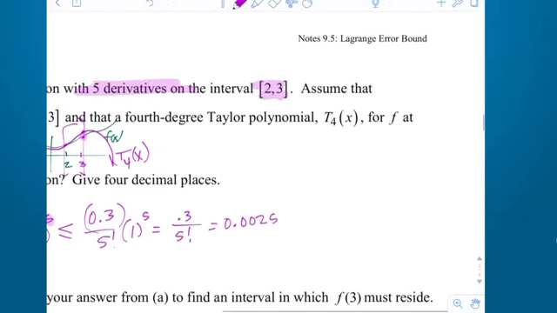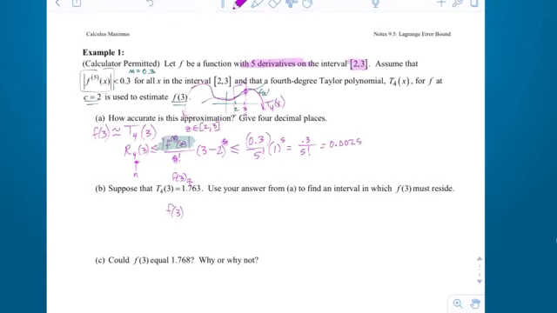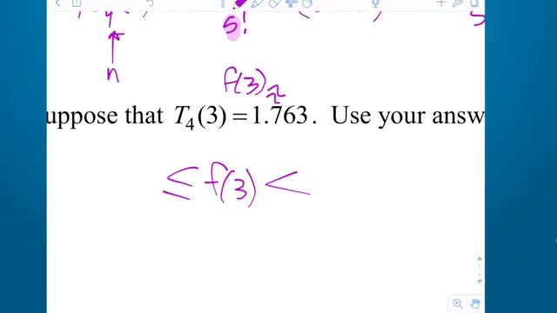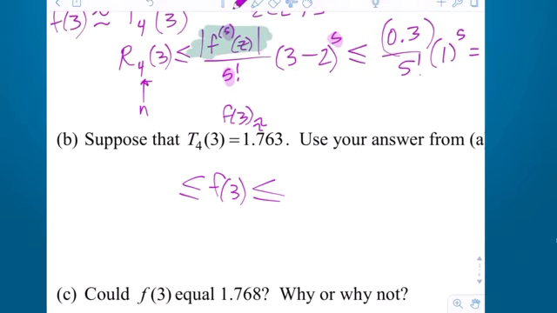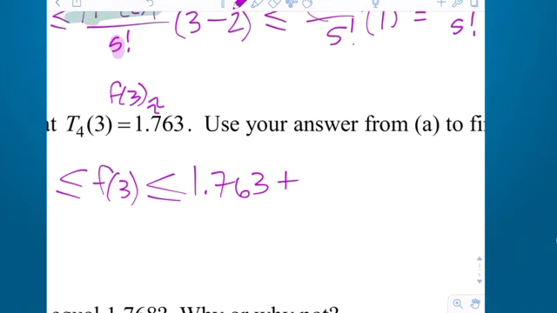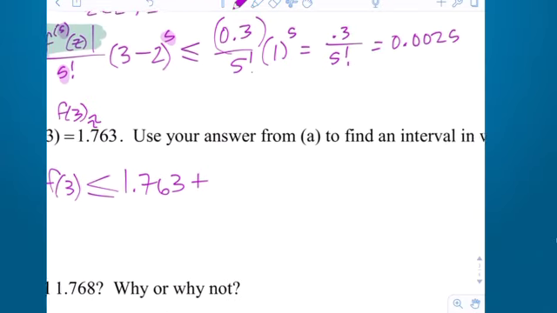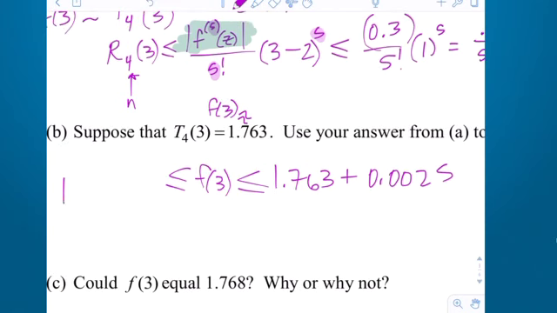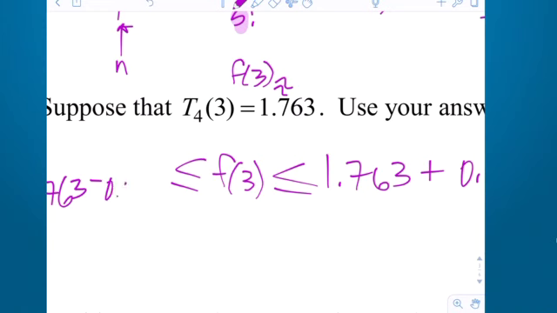Because it could be on either side, above or below, we're finding a maximum error bound. Here's how you figure out the interval in which the f of 3 could live. We're taking the absolute value, so it could be above or below. So all you have to do is take your approximation value, which is 1.763, and to get your upper bound, you're going to add the error bound, 0.0025, and to get your lower bound, guess what you're going to do? You're going to subtract it, 1.763 minus 0.0025.